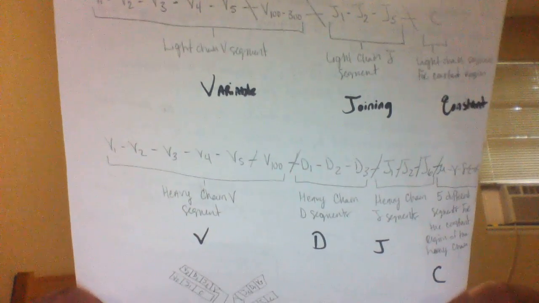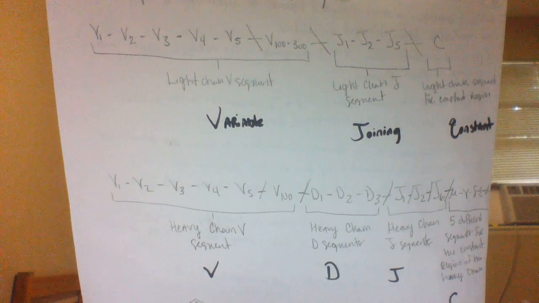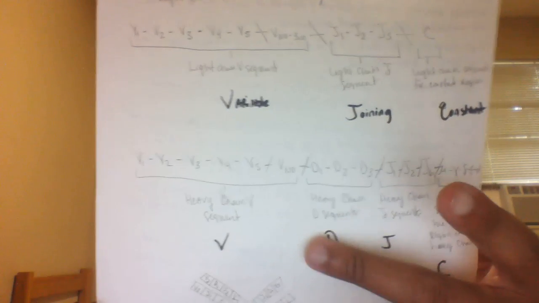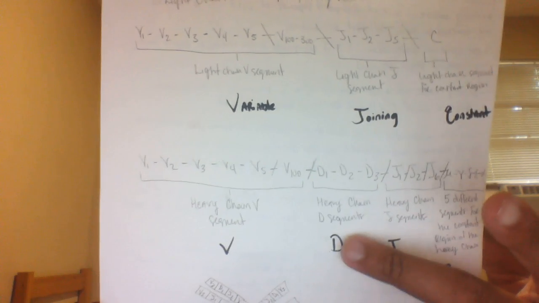For the variable region, it differs between B cells, but it's the same for all the immunoglobulins produced by the same B cell or B cell clone. The variable domain of a heavy chain is composed of a single immunoglobulin domain, and these domains are about 110 amino acids long. So here you can see the heavy chain. The only difference now is that there's a D domain region, the main segment.